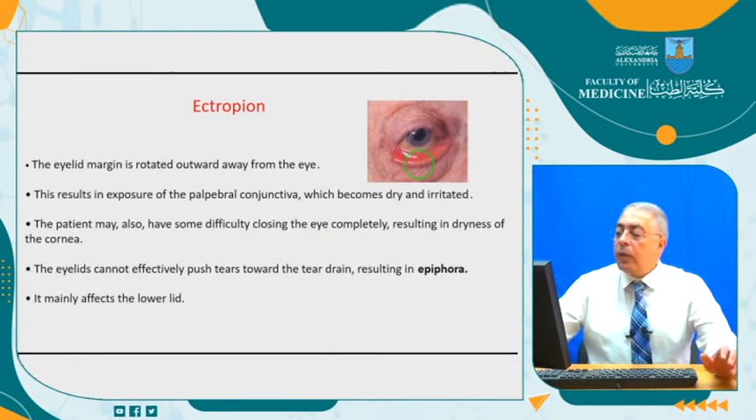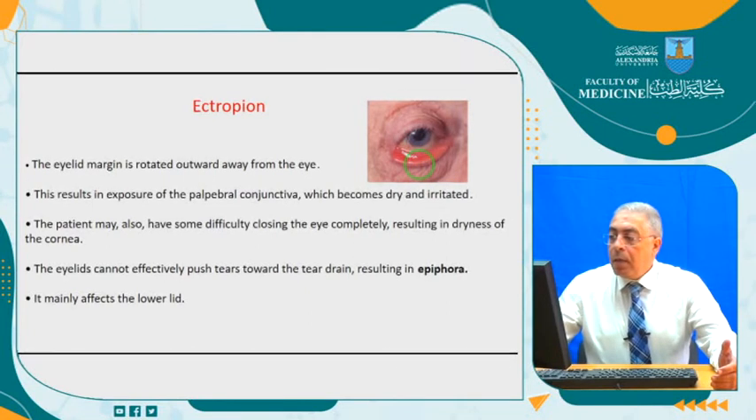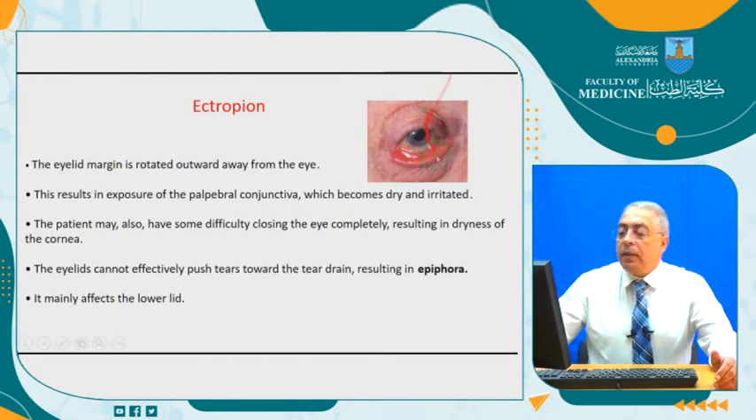You should differentiate between this and lacrimation due to irritation. Any one of us can be irritated by allergy, air currents, or whatsoever. We lacrimate, but this is a normal secretion. Here, there is overflow of tears due to a malposition of the lid margin. It mainly affects the lower eyelids.